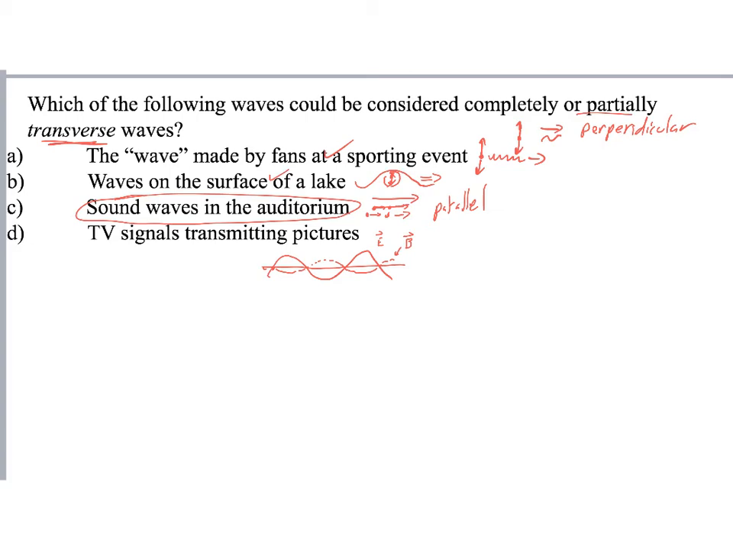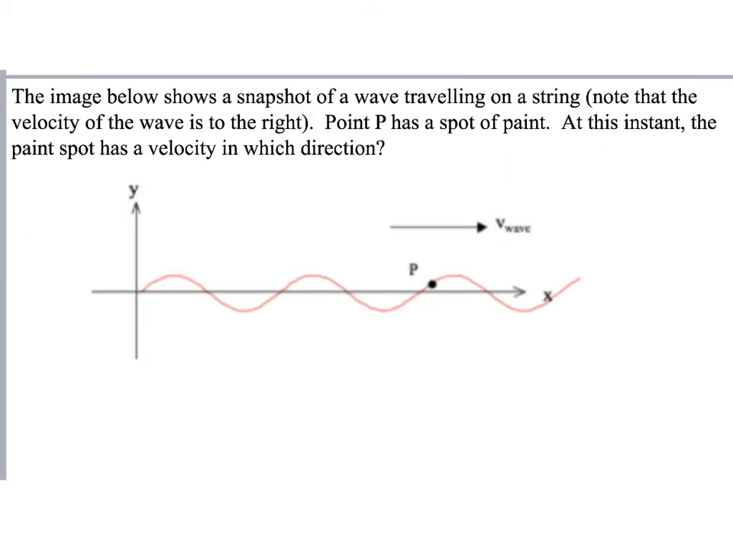The only one that's not in any way, shape, or form transverse is the sound wave. All right? Next question. The image below shows a snapshot of a wave traveling on a string. Note that the velocity of the wave is to the right. Point P has a spot of paint. At this instant, the paint spot has a velocity in which direction? Okay, so notice this is a little different from the other question that we had.